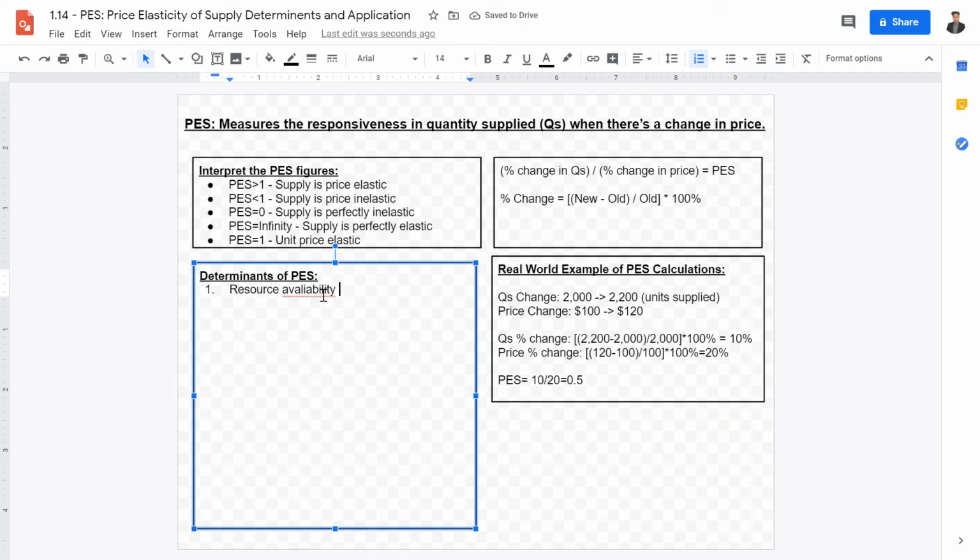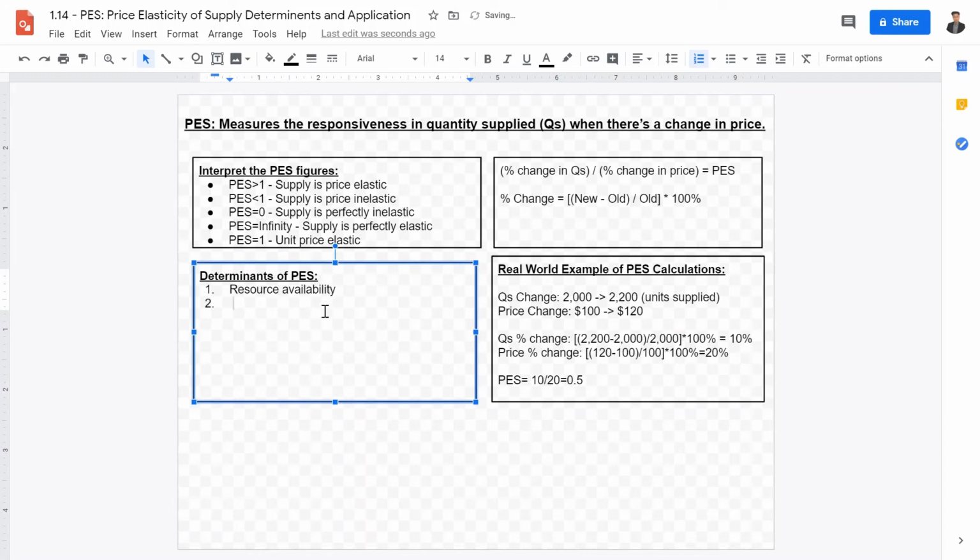Resource availability is quite straightforward. When there is an abundant supply of resources, it's easier for you to produce more when the price rises. For example, let's say you are producing paper. When the price of paper increases, you will want to produce more paper in order to capitalize on the increased prices. But if there is a shortage of raw materials, in this case wood, then you will not be able to increase your production of paper. So resource availability is very important as a determinant of PES.